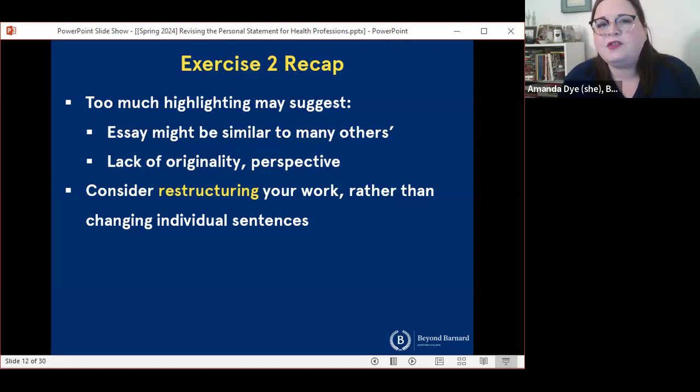I think in this exercise, if you're finding, oh, I don't know that I'm really getting across something that seems pretty unique or specific to me, that is a suggestion that maybe you want to consider restructuring your work rather than changing individual sentences. So a different approach to the personal statement might be something that's useful if you're finding that you're just not able to communicate something from an individualized perspective.